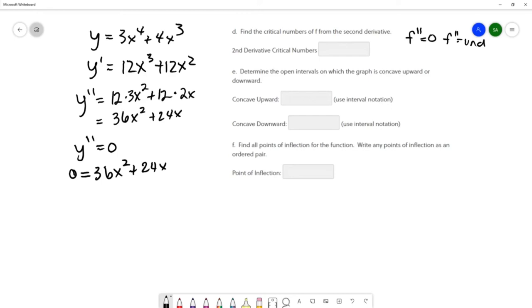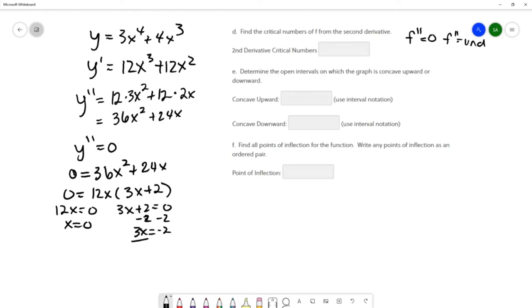We have a greatest common factor of 12x. And if I factor that out, I'll have 3x plus 2. I'll set each one of these factors equal to 0 to give x equals 0. I'll subtract 2, that's 3x equals -2, divide by 3, and x equals -2/3. I have critical numbers of 0 and -2/3.